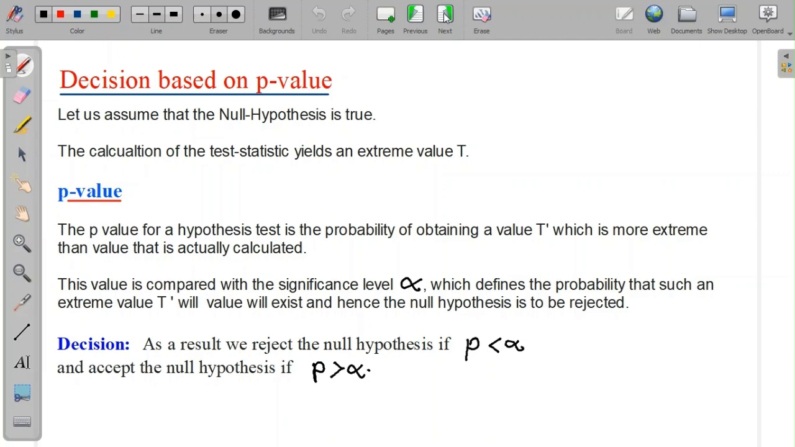So this is in fact the direct opposite of what we did with the critical value. With the critical value, if the calculated value is less than the critical value, we accept it, and if it's greater than the critical value, we reject it. This is the exact diametric opposite. So this is what we follow to establish a familiarity with the concept of p-value.